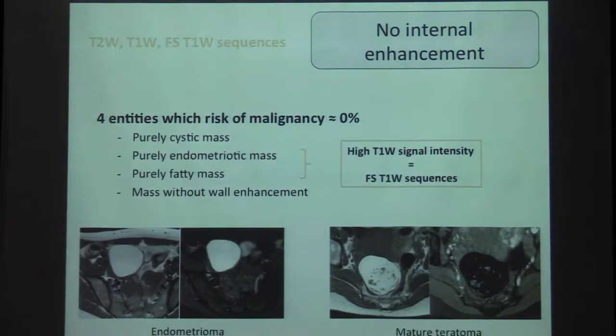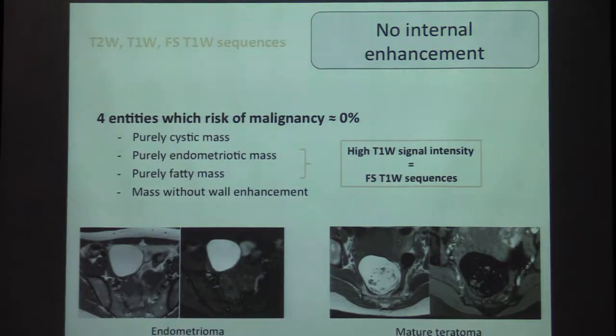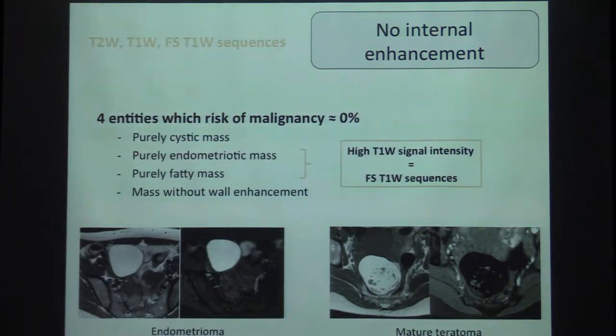When you have no internal enhancement, there are 4 entities which we know, and we are able to state the benign character as their risk of malignancy is close to 0. These 4 entities are a purely cystic mass, a purely endometriotic mass, a purely fatty mass, or a mass without wall enhancement.